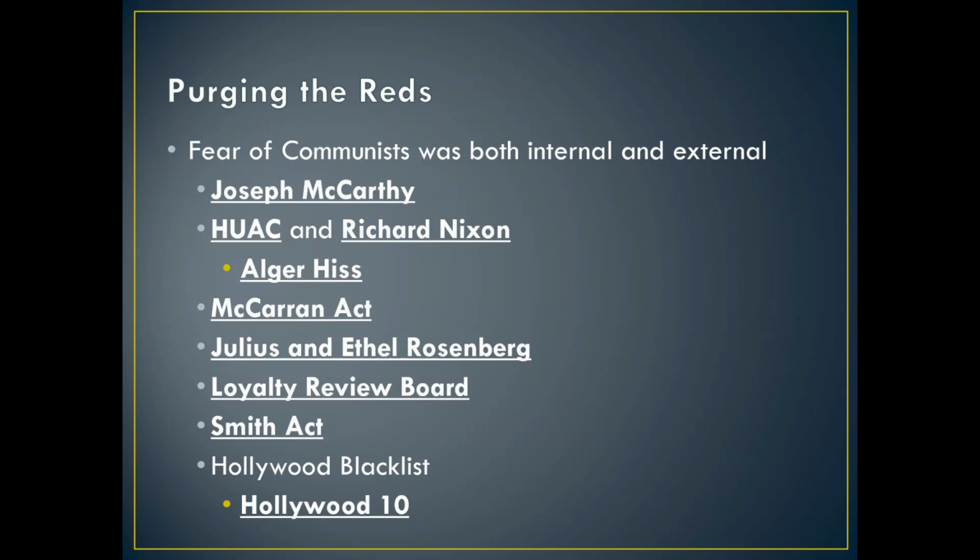We do have freedom of association in America, so a lot of people thought this violated the First Amendment. The idea here is that communists were trying to overthrow the government, so it doesn't apply to them. Julius and Ethel Rosenberg were two Americans that were accused of giving nuclear secrets to the Russians.